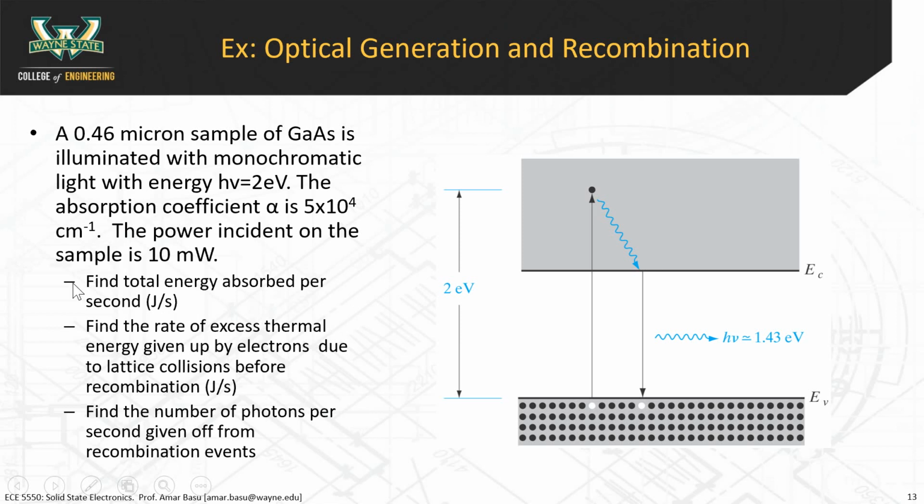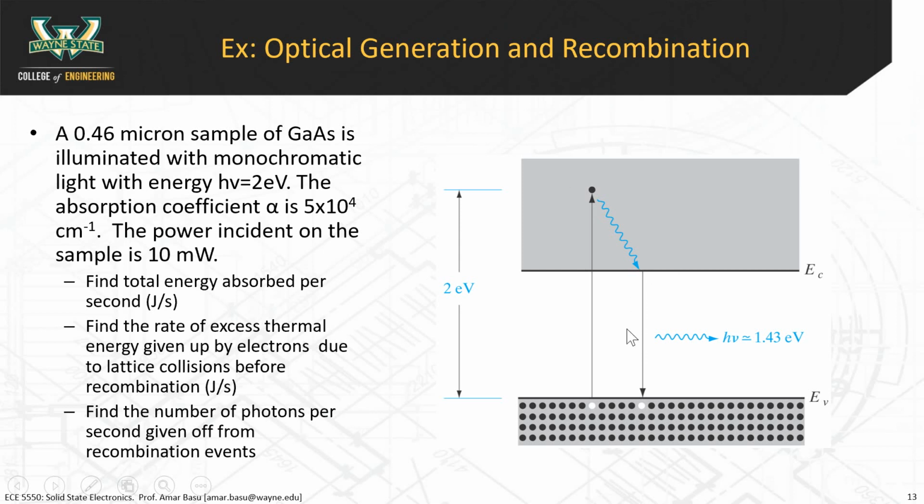So the first question here is about this portion of the process. Find the total energy absorbed by the material per second. The second question has to do with the scattering, the rate of thermal energy being given up by the electrons. So as the scattering event happens, how much heat is being generated in the material from these scattering events, lattice collisions.